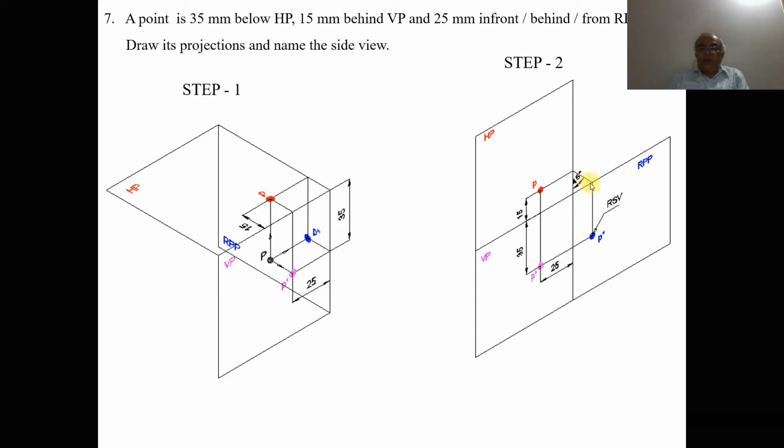So here where you have the front view, on that line you will go to get the side view. So you project this point directly onto the projected point from P dash. Both of these two lines are going to intersect at this point, which is going to become P double dash. Since it is behind VP, behind RPP, obviously this should be the right side view.